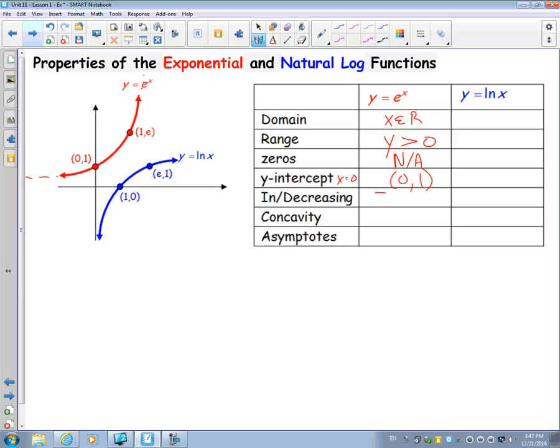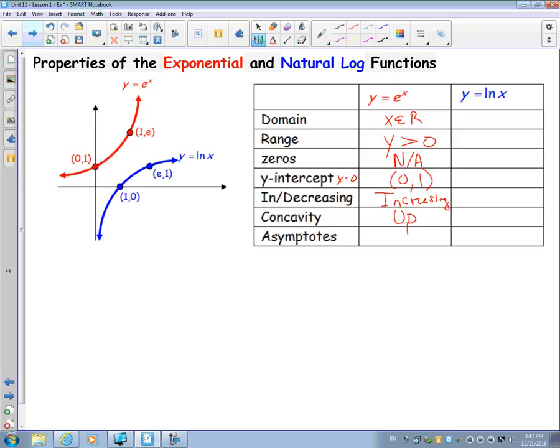These functions are always increasing. Always, always, always. They're continuous growth. They're also increasing at an increasing rate. So that means they're concave up. If you think about your tangent, it starts off here, then here, it's getting steeper, then here, it's getting steeper and steeper and steeper all the time.